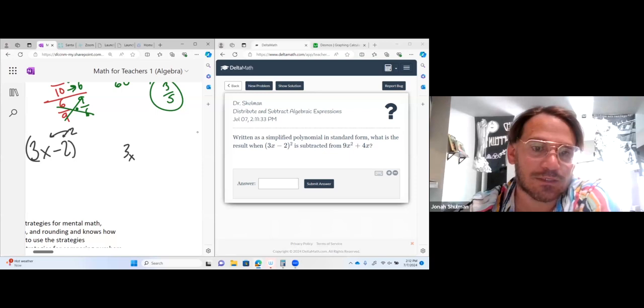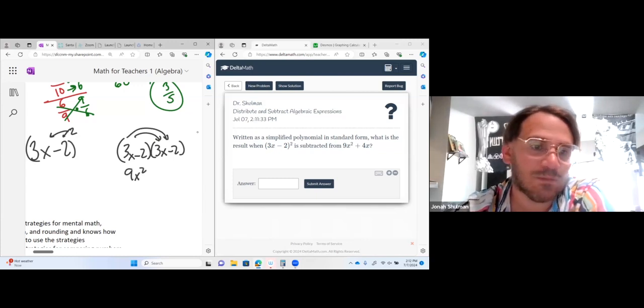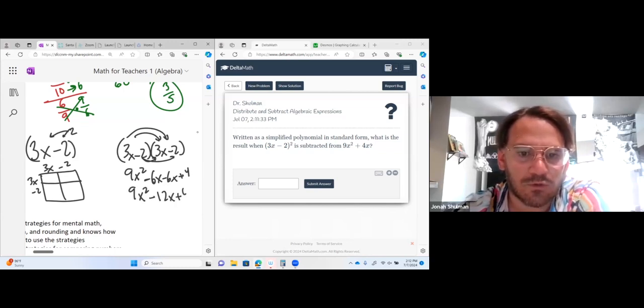So 3x minus 2 times 3x minus 2, we get 9x squared. You miss the middle pieces if you just go that way. Because it's like a square with 3x minus 2 on one side, 3x. That's the way they want you to see it. So this is going to be a negative 6x. Then we go this way. I do double rainbow, minus 6x, and then plus 4. So it's really 9x squared minus 12x plus 4.